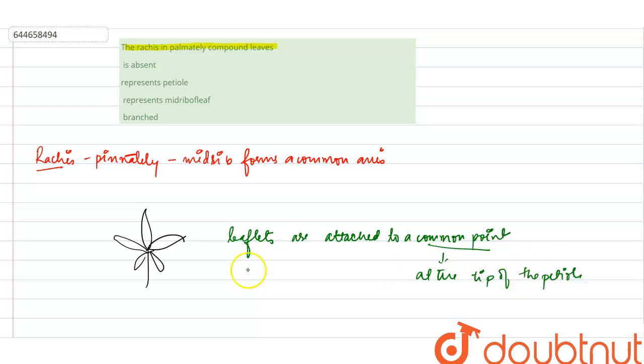So it does not have any midrib or a common axis. Therefore, our correct option here will be that the rachis in palmately compound leaves is absent. That is option number one.